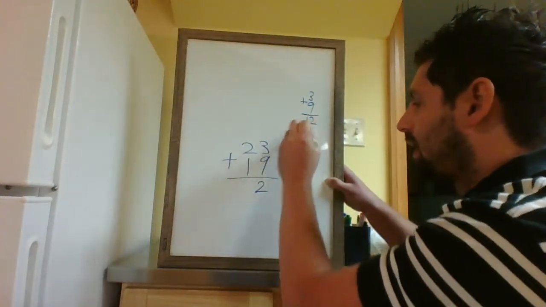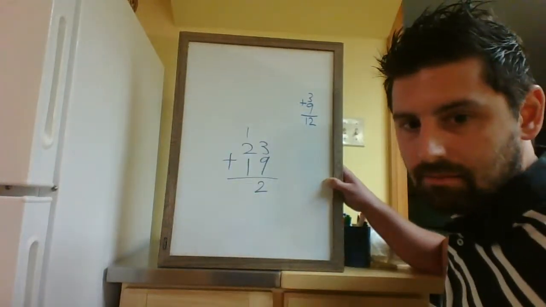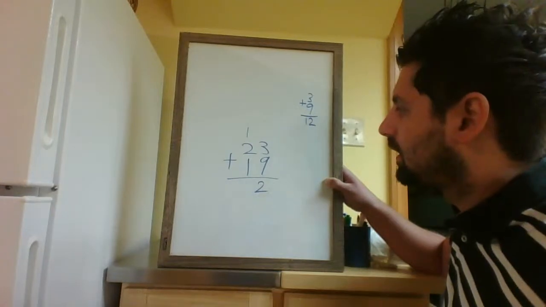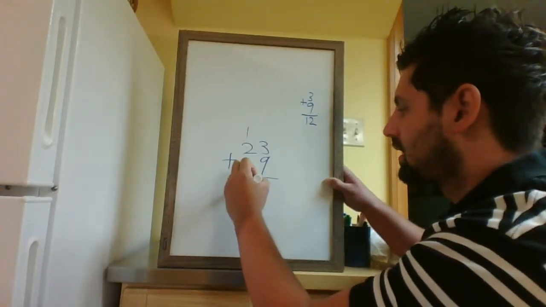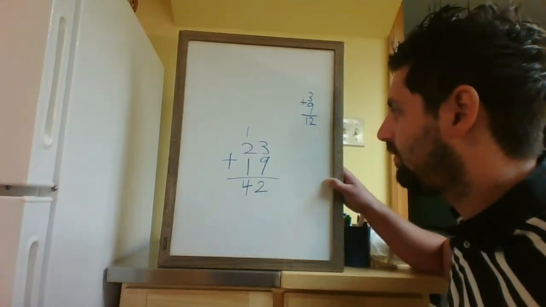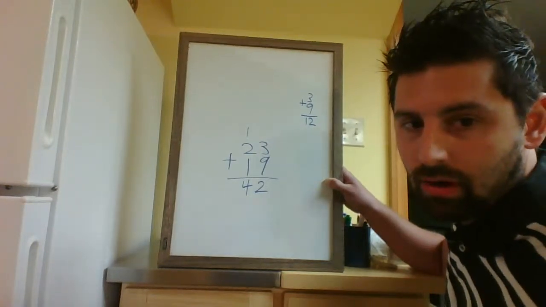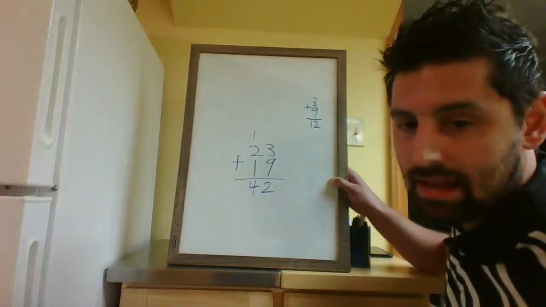The 1 in the number 12 gets carried over to the tens place. 2 plus 1 equals 3, plus the 1 we carried over equals 4. And our answer is 42. So again, because our sum was 12, we needed to carry the 1 over. We regroup whenever our sums are 10 or more.